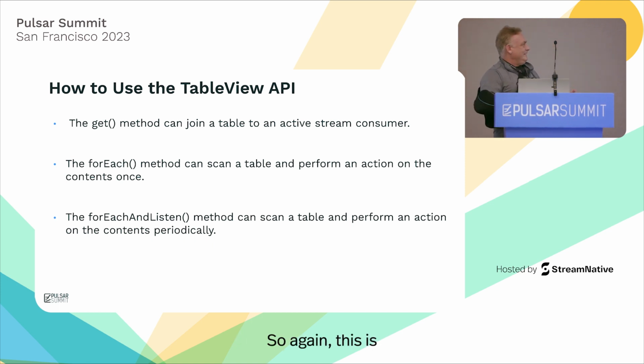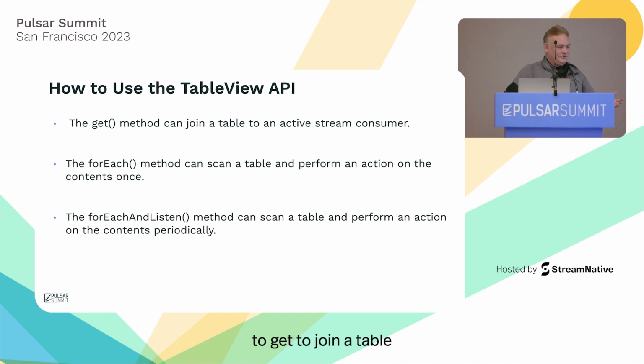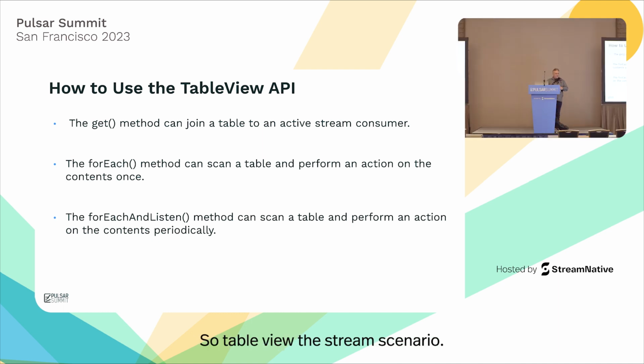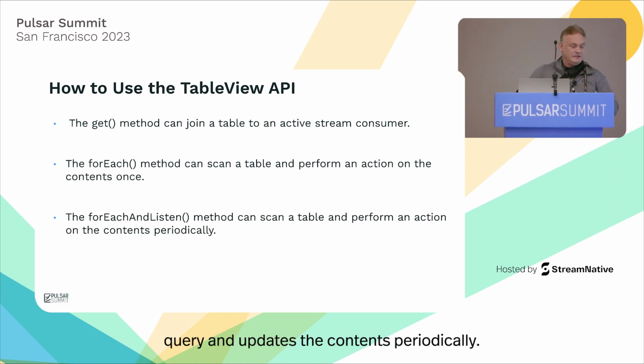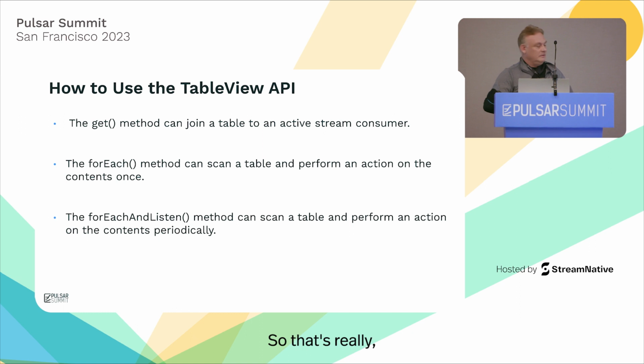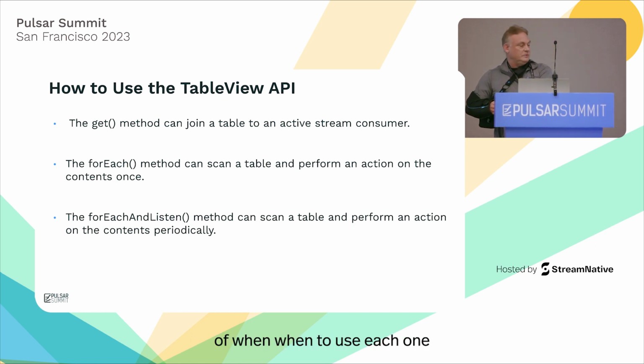So again, this is just a summary of what I just said. You can use the get to join a table with an active stream consumer. So for the TableView to stream scenario, the for each is scan the table once and perform an action on the contents exactly once, go through it. And then the for each and listen is sort of a continuous query and updates the contents periodically. So logically, that's the cheat sheet of when to use each one of those three methods.